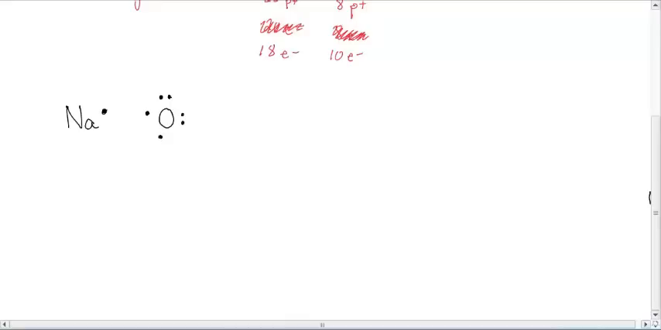Okay, so again, same process as before. Sodium needs to lose an electron in order to satisfy the octet rule, and oxygen needs to gain 2 electrons. This is where you should be scratching your head and saying, wait a minute, now what do I do? Because these don't match. Sodium only has 1 electron to give up, but oxygen needs to gain 2 electrons. So we'll start with sodium donating its electron over to oxygen, because it only has 1.